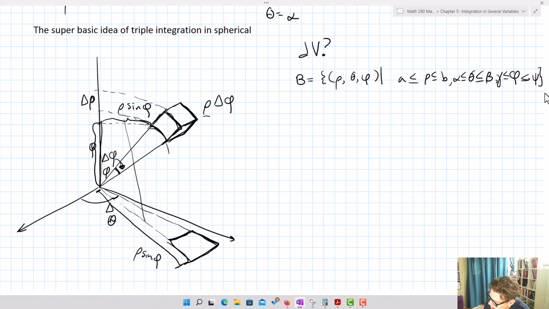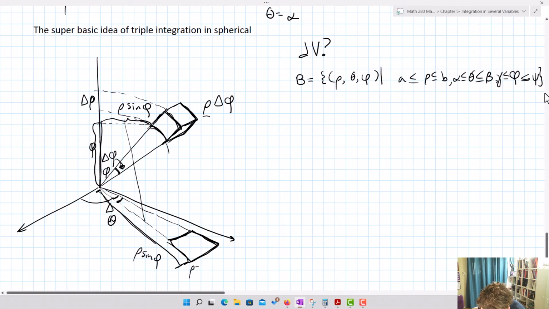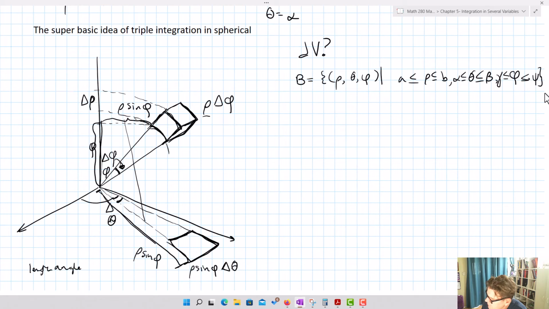So there's that length, and I'm going to figure it out along the line, that's delta theta. So this length right here is going to be rho sine phi delta theta, because again, that's my arc length. My arc length is basically the angle times the length. And so there's my arc length right there.